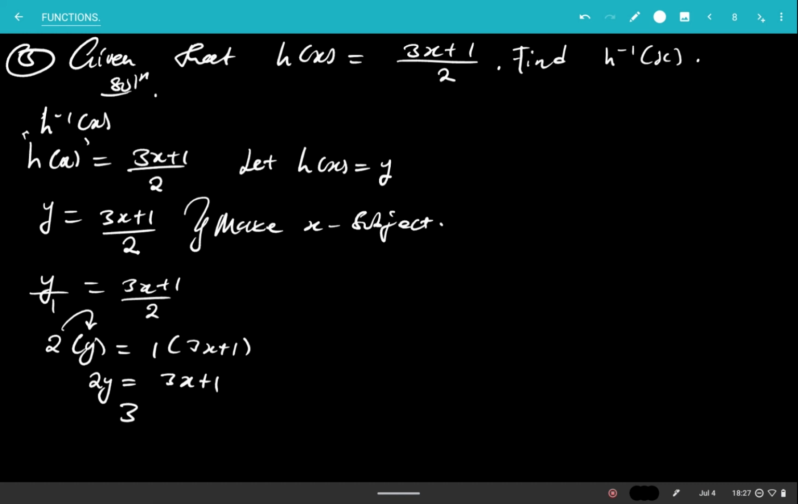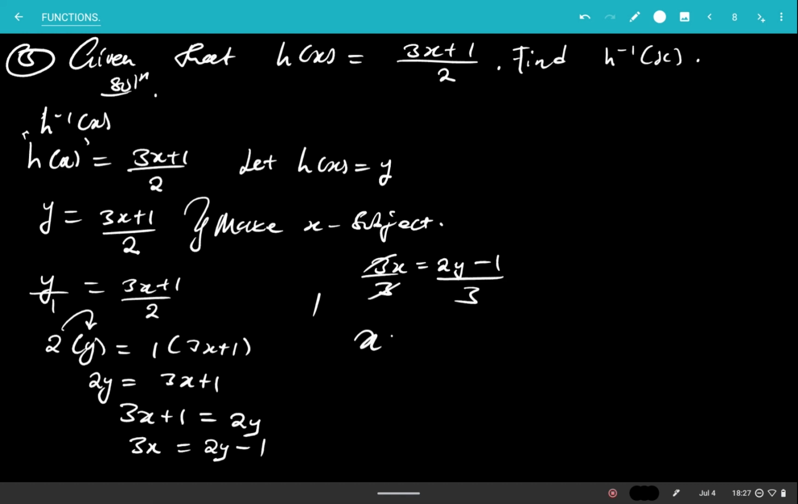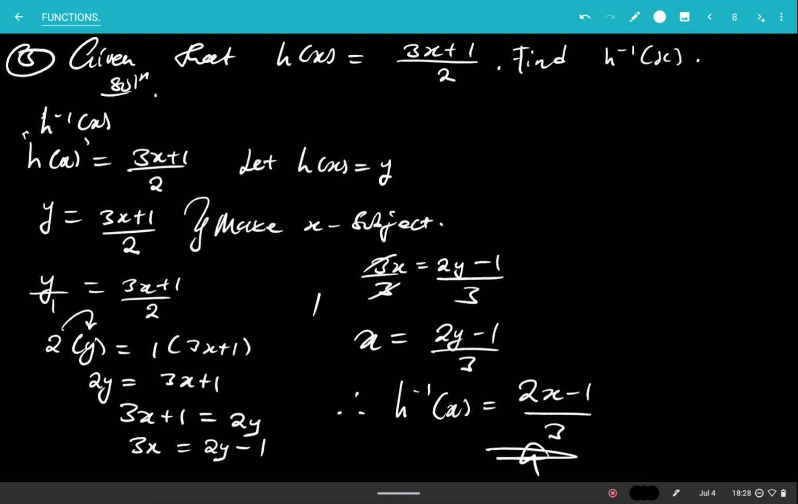I can flip this equation and I have 3x plus 1 being equal to 2y. Then I'll solve for x by causing this plus 1 to go the other side. So I'll have 3x, this goes the other side, like that, and I'll have 2y minus 1. Now, we're not looking for 3x, rather, we're looking for x. So I have to divide both sides by 3. X is then equal to, remember, 2y minus 1 over 3. Then we can also substitute this by now saying h inverse of x is now equal to 2x minus 1 over 3. And that is your answer.